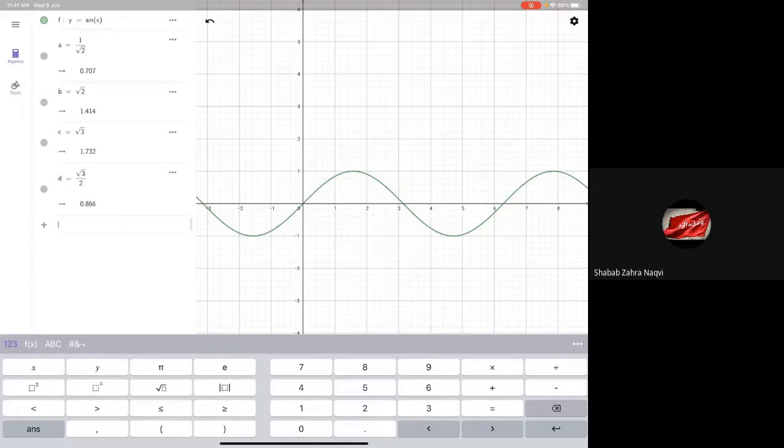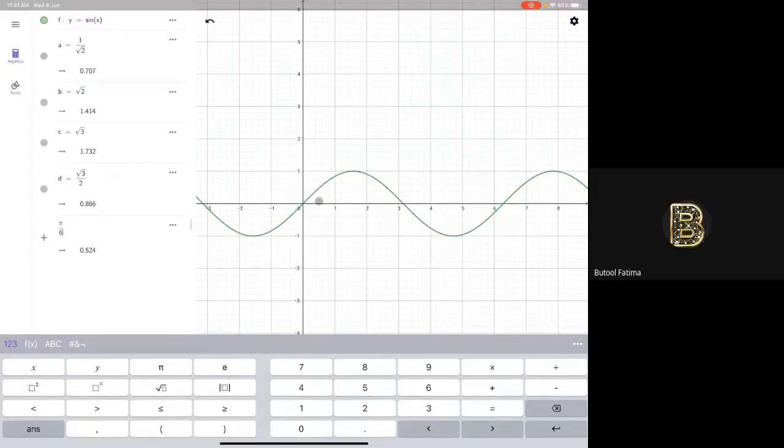Now tell me, what is sine 0? It is 0. What is sine 30 degrees? 30 degrees means pi by 6 radians, right? What is pi by 6? Pi by 6 is 0.54. Look at 0.54 here somewhere. Its value will be approximately 1 by 2. Are you getting my point?